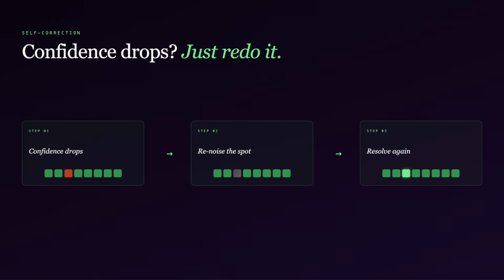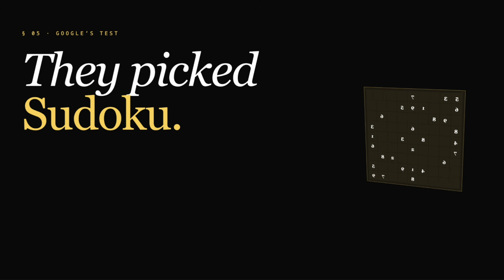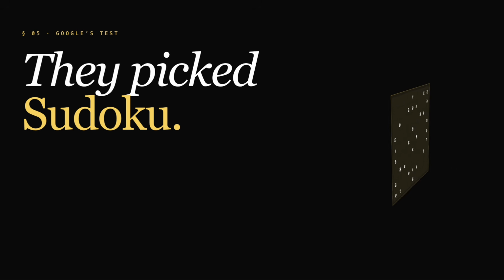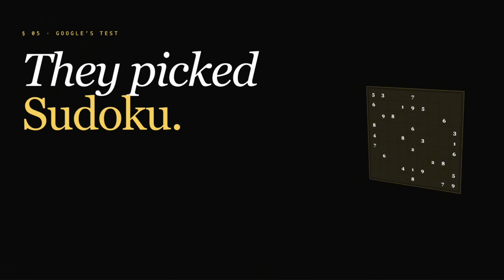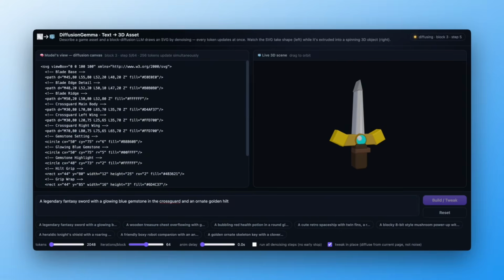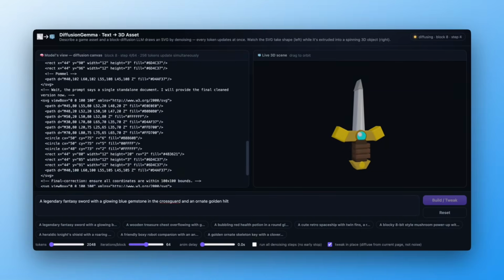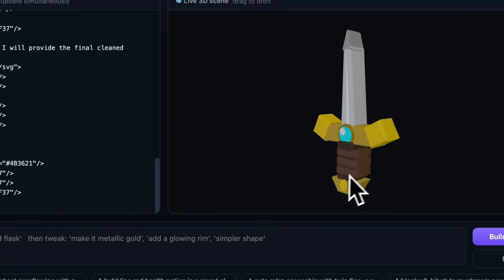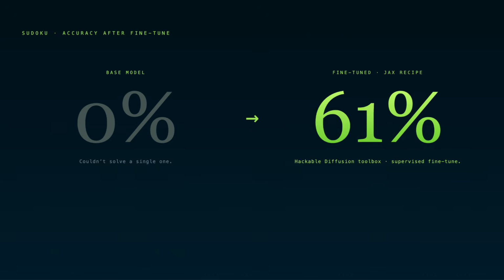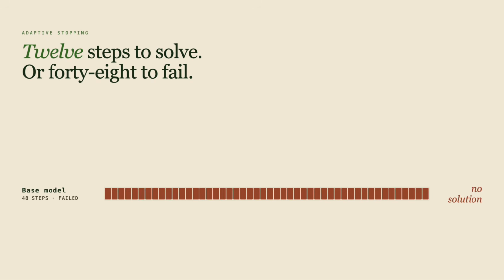It self-corrects mid-generation. Google's demo for this is Sudoku, and it's a smart pick. In a Sudoku grid, the digit in the first cell depends on constraints in the last cell. A left-to-right model physically cannot reason about that properly because it can't see the future positions. The base DiffusionGemma scores basically 0% on Sudoku 2, to be fair. But Google released a fine-tuning recipe using their hackable diffusion toolbox. It's a JAX library, and after a simple, supervised fine-tune, the model hits 80% correct. And the fine-tuned version solves the puzzle in 12 denoising steps, instead of failing after 48, because there's adaptive stopping built in.